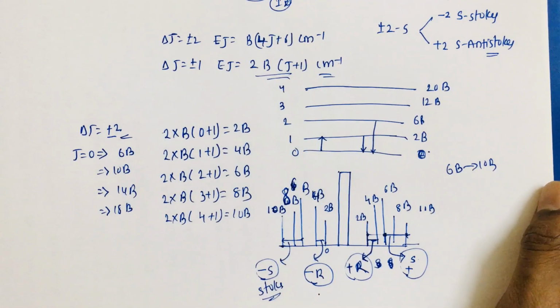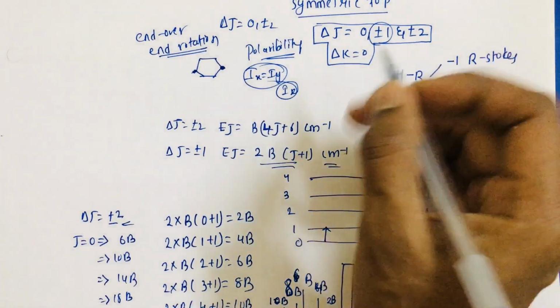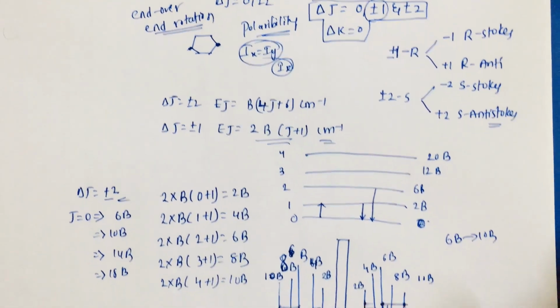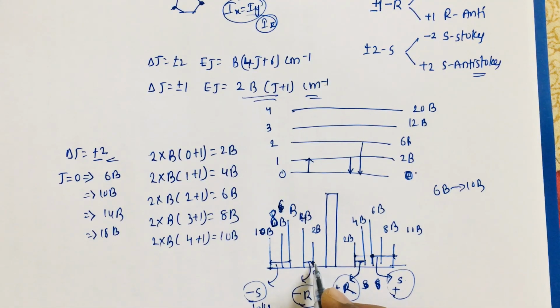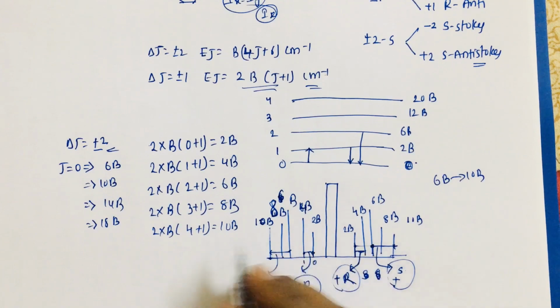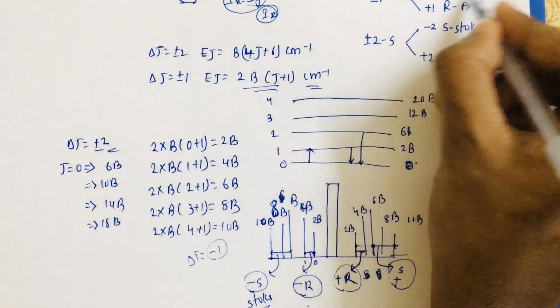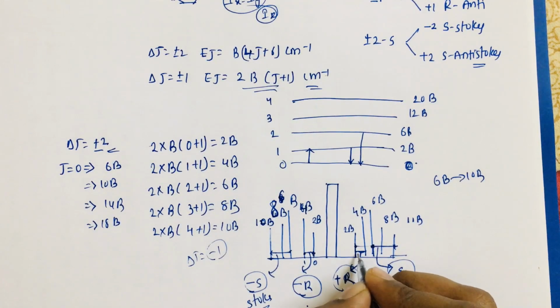So don't get confused. For symmetric top molecules we have the selection rule delta J equals 0, plus or minus 1 and plus or minus 2. Here the transition from 0 to 2B to 4B, that means 0 to 1, comes under an R line. Because here the selection rule is delta J equals minus 1, that minus 1 means R Stokes lines.